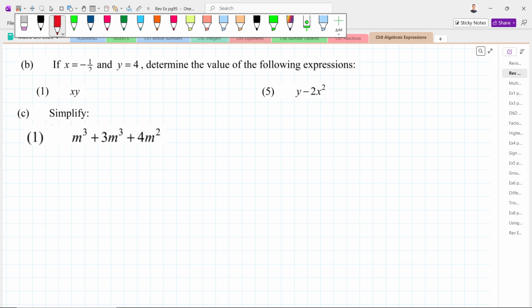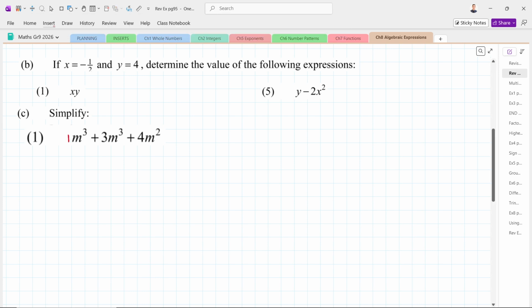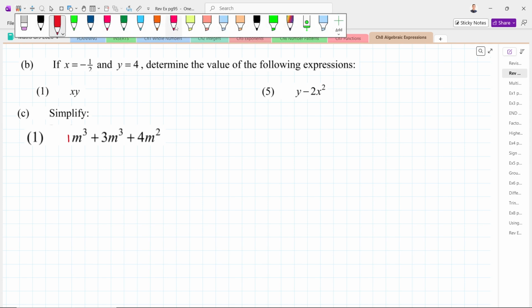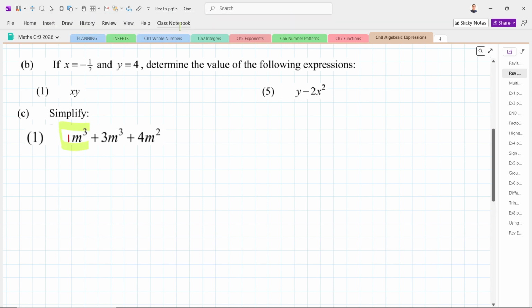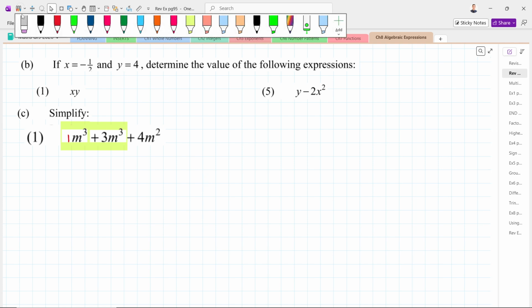First general mistake is you tend to forget that this is 1m cubed. If it was a 0, then the whole term would be gone, but it is 1m cubed. Secondly, we need to identify our like terms. What do we know about like terms? They need to have exactly the same variables with the same powers for each of those variables. So this positive 4m squared does have the same variable but not the same power. So it is not a like term.